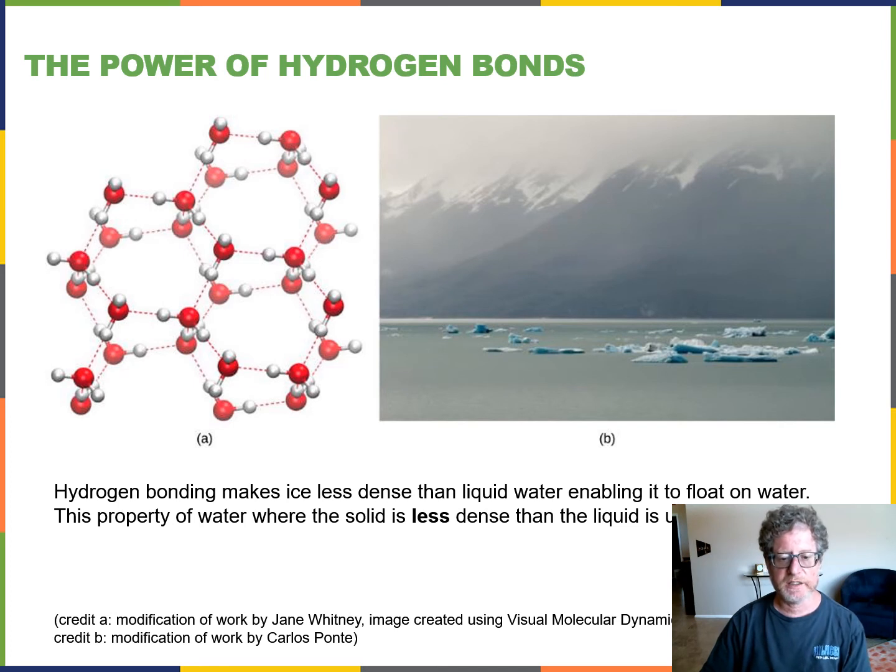So the solid form of water we call ice is pretty interesting. Because of hydrogen bonding, the atoms actually arrange themselves in a state further apart than in the liquid form. So the solid form is less dense than the liquid form, and that's why ice floats.